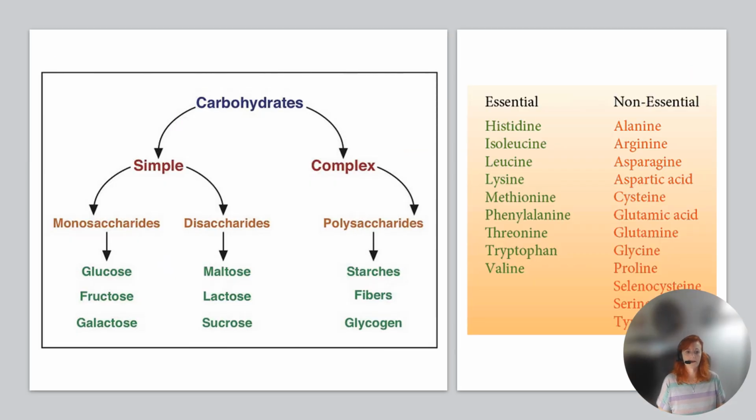All right, so here is another little breakdown of your carbohydrates. You have your simple and you have your complex. All right, so your simple, your monosaccharides, your disaccharides, your polysaccharides. And then on the other side, we have our amino acids. You have your essentials and then your non-essentials. Your essentials have to be eaten, they're in our diet, and then they help make our non-essentials. So I know, again, just a little bit of review.